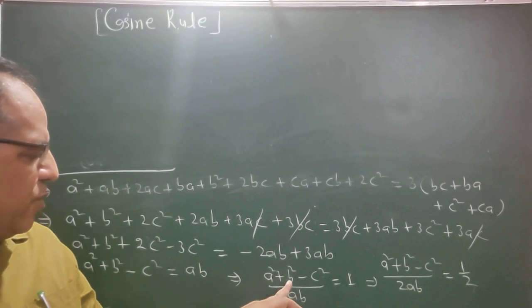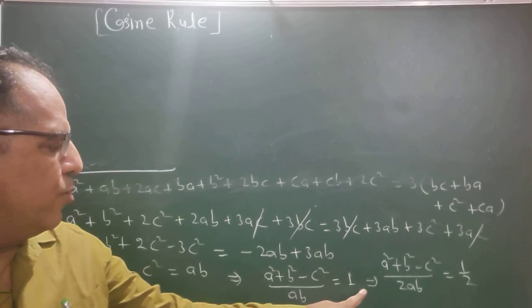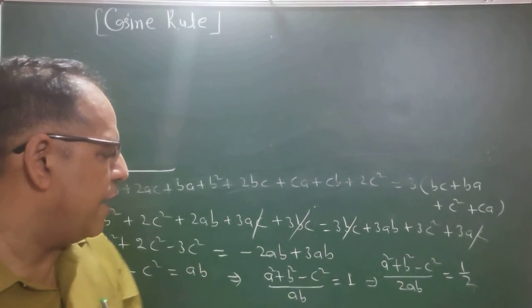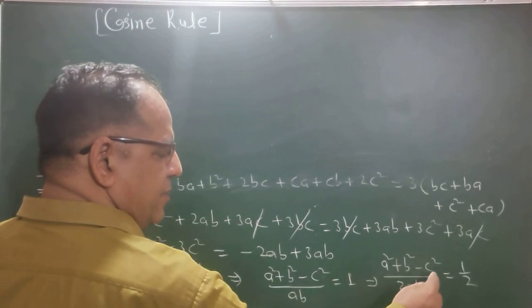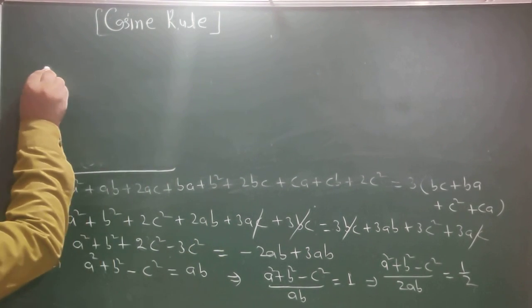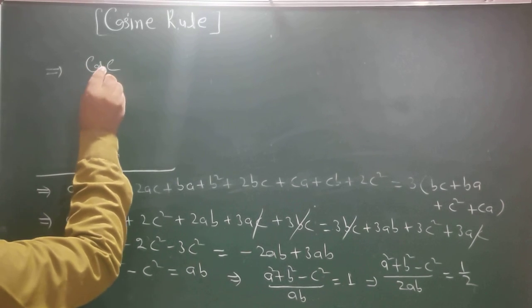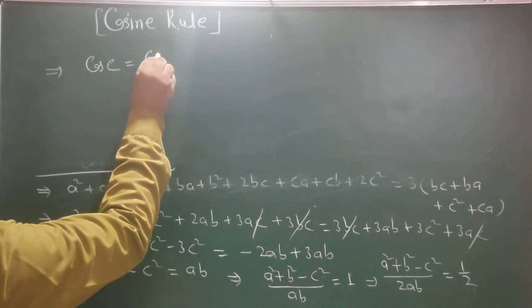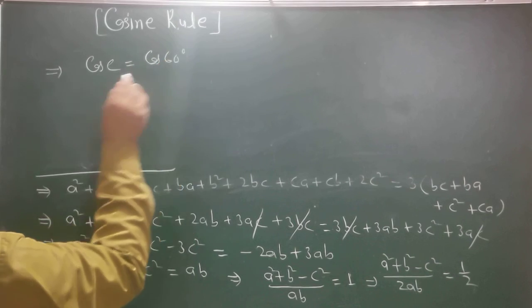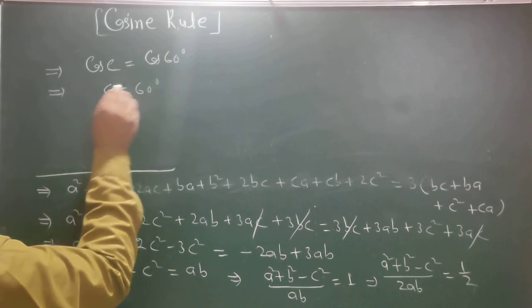So here a square plus b square minus c square upon ab equal to 1, divide by 2 in both the sides. So we have a square plus b square minus c square upon 2ab equal to 1 upon 2. Now the left hand side is the cosine formula for cos C, and 1 upon 2 can be written as cos of 60 degree. So after comparing, we have C equal to 60 degree.